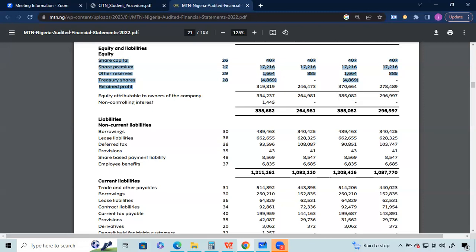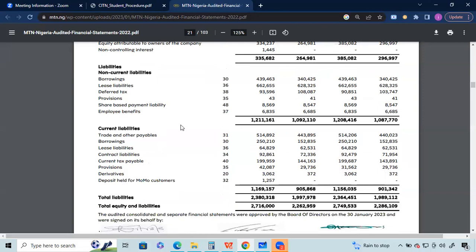So what are now examples of equity? Share capital is an example. Share premium is an example. Reserve is an example. Treasury shares is an example. Retained earnings is an example. Share capital, share premium, other reserve, treasury shares, retained earnings. Please don't forget, just understand that when we say equity, it refers to what belongs to the owner of the business.